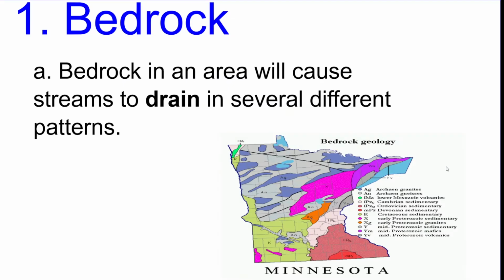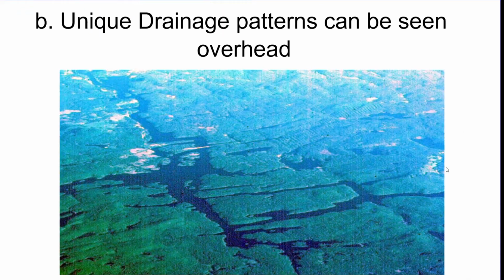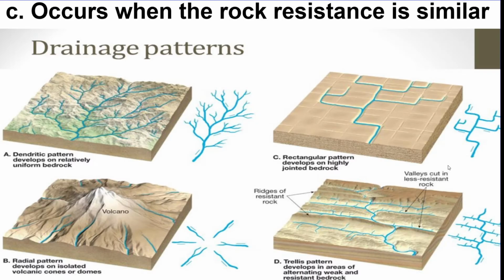Speaking of bedrock, the bedrock in an area causes streams to drain in certain patterns. There are 4 patterns that you need to be able to identify, and here they are in one little cheat sheet. These are the only 4 you're ever going to see. So you're going to have to remember these. You don't have to remember the names of them. You're just going to have to be able to pick the correct picture, which I'll show you an example of in the question. But this one sort of looks like a tree.